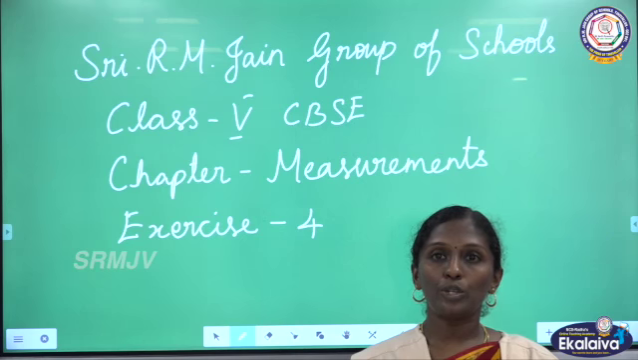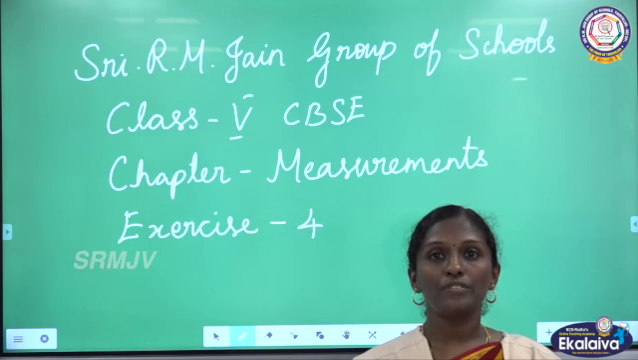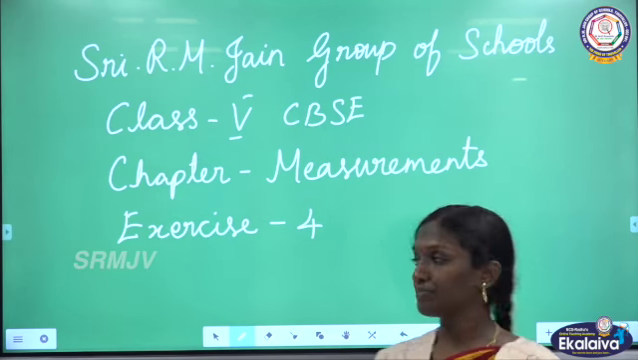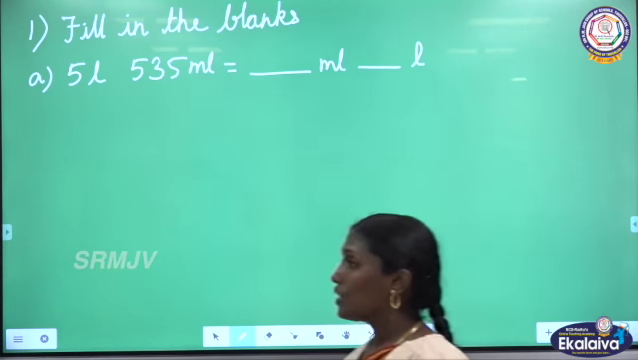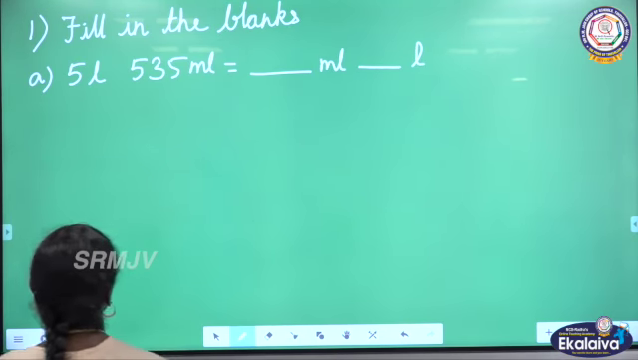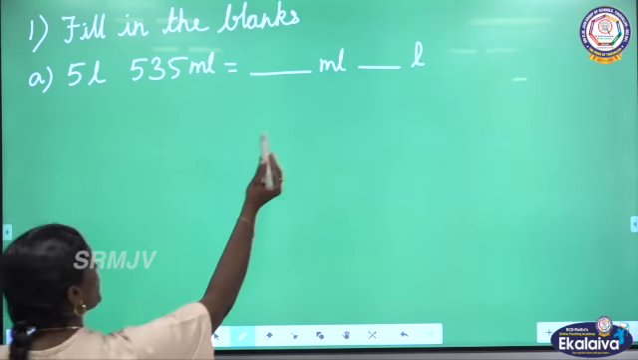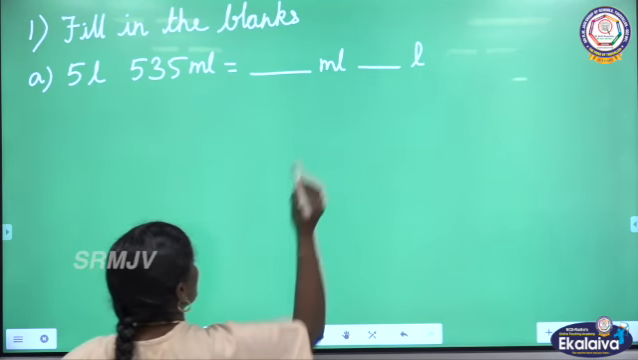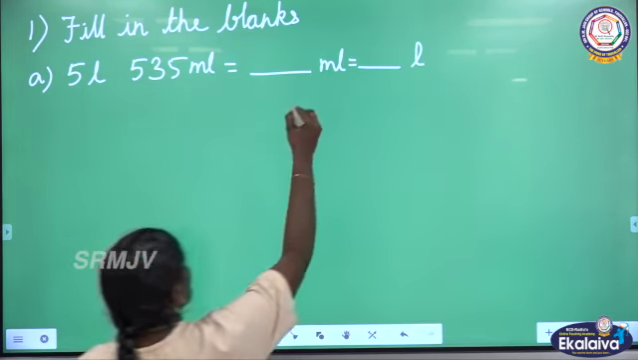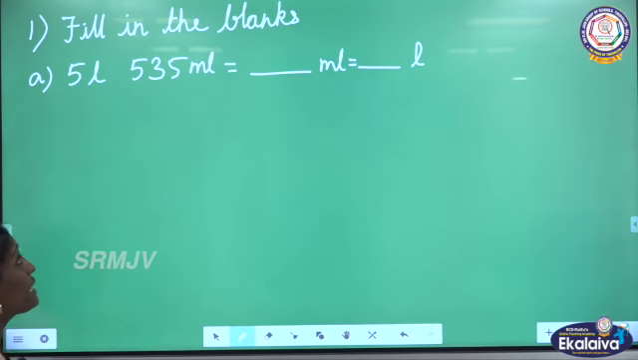Today we are going to do the problems in exercise 4 from the chapter measurements. First one, fill in the blanks. 5 liter and 535 milliliter. We have to write as milliliter as well as in liter.